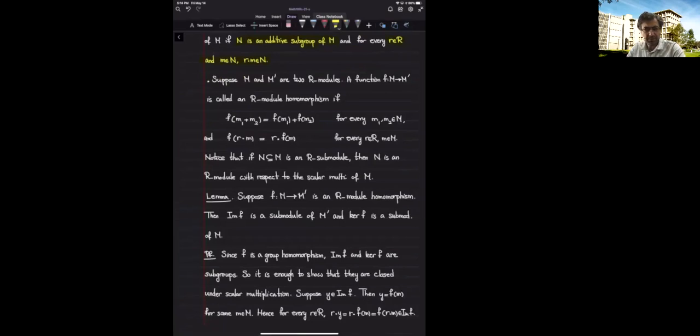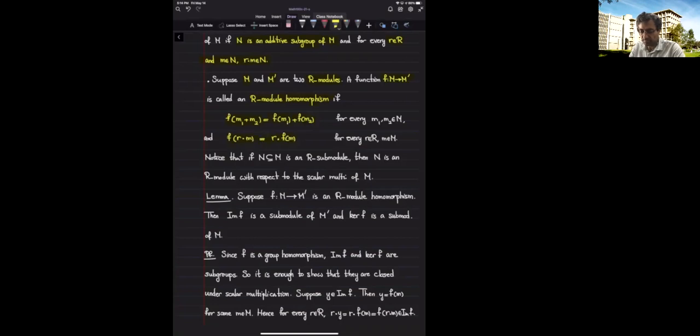Okay, so now how about module homomorphisms? Suppose M and M prime, both of them are R modules. What is an R module homomorphism? It's going to be a function f from the first object to the other one, such that it preserves the structure. So here we have addition and we have a scalar multiplication. So f should preserve addition, and f should preserve the scalar multiplication.